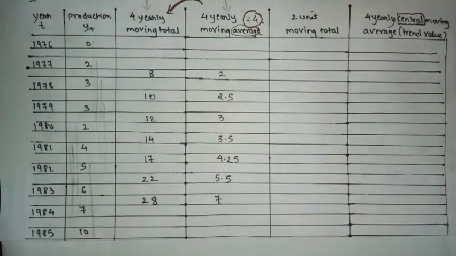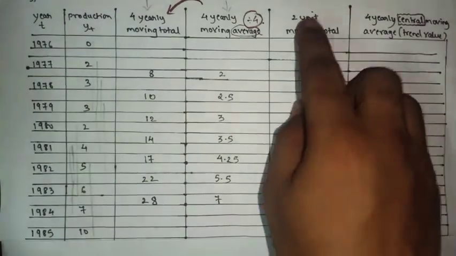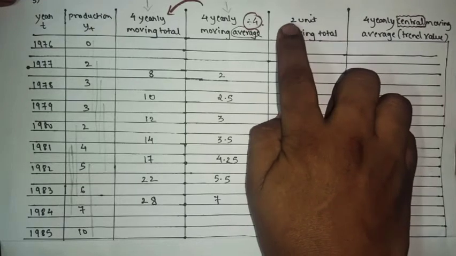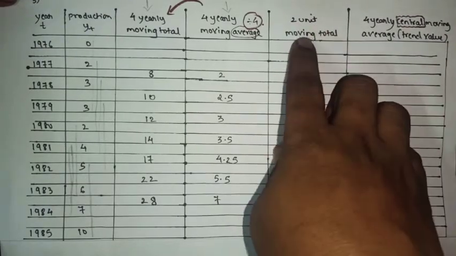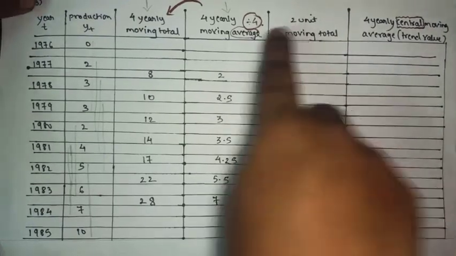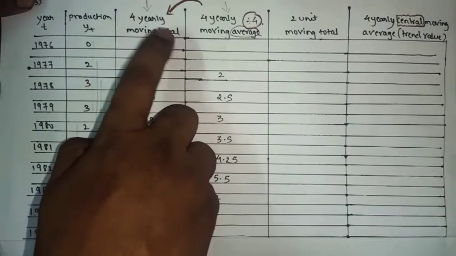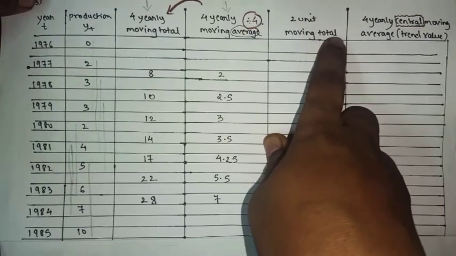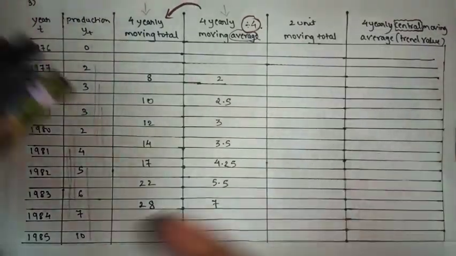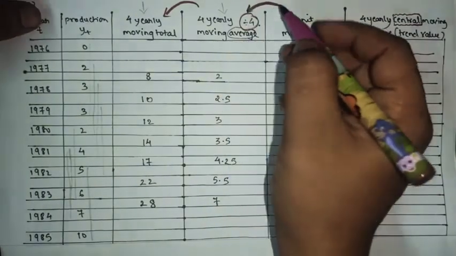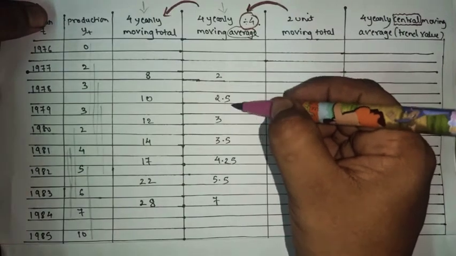Now we'll see the next column, how to find the answer for the next one. So here I had written 2 unit moving total. So that means we have to add the numbers. How many numbers? That means 2. As here it is 4 yearly moving total, total means we have to add 4 numbers. So in the same way, 2-unit moving total means we have to add two numbers of which column? Of the previous column. So check two numbers and go on adding.